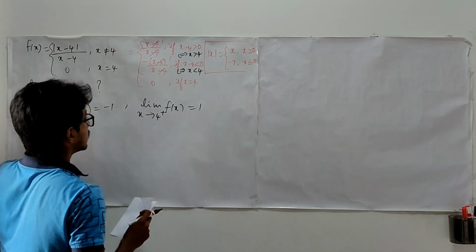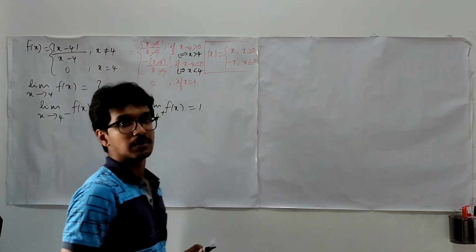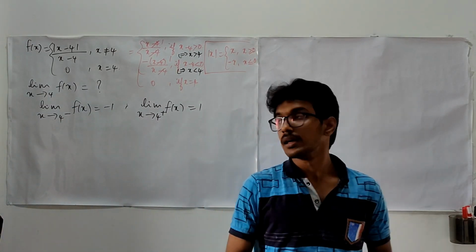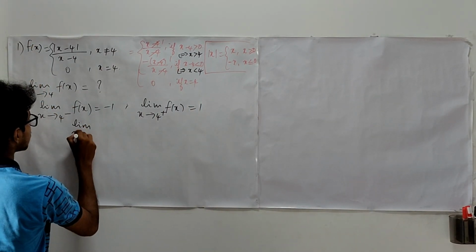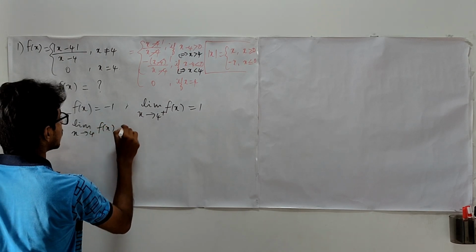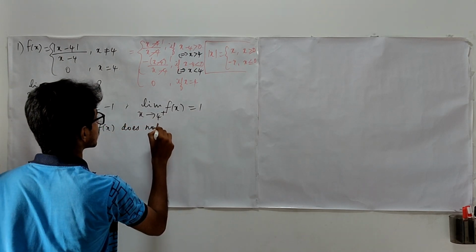Here, the left limit as well as the right limit exist, but they are not equal. Hence, what can we say? Hence, we may say that limit x approaches 4 f of x does not exist.